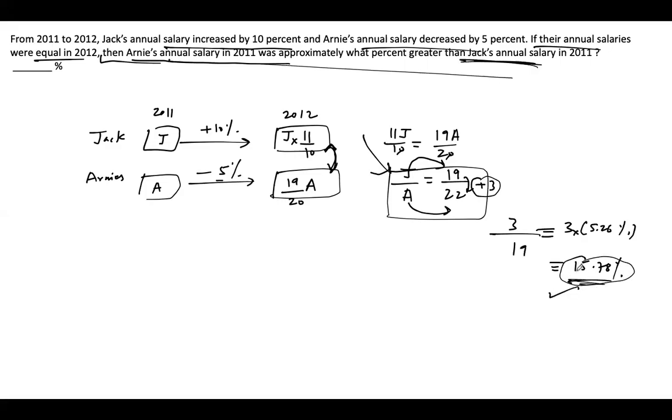What went wrong here? So I started from taking the values of their salary in 2012 as equal. So I assumed 100 for both. Then I reverse calculated for Jack and did 100 into 10 by 11 to derive his 2011 salary. And then I was trying to figure out the fraction for Arnie's annual salary to derive the previous salary. But did the answer come? No, I was actually midway solving it.